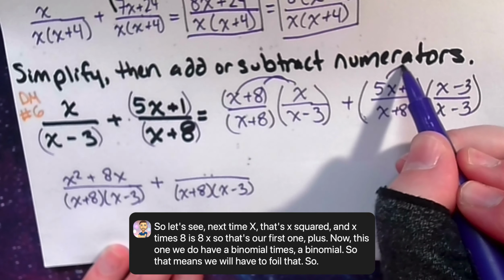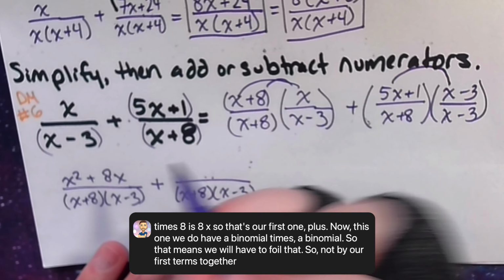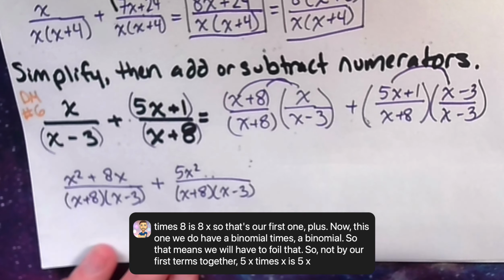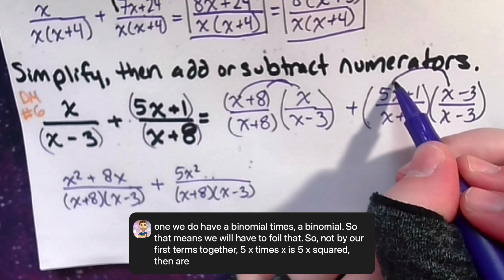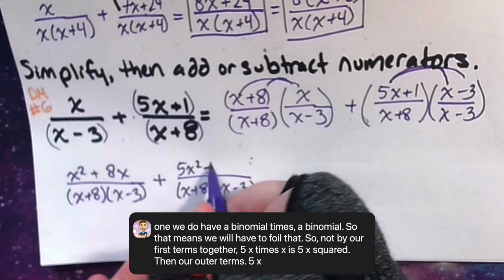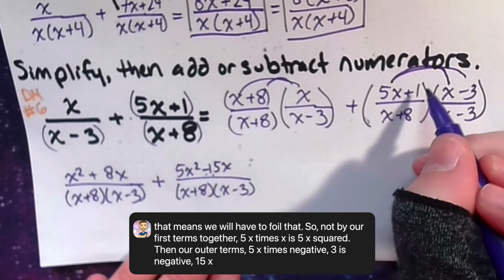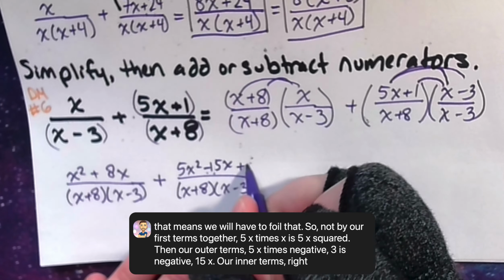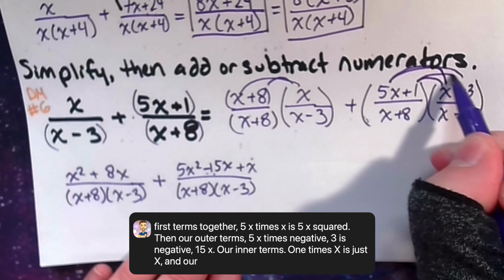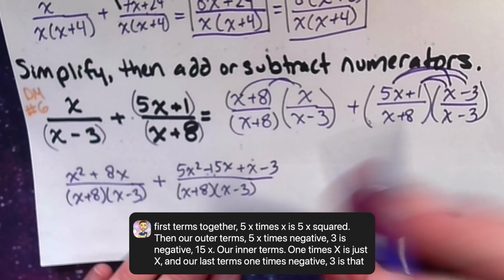So we multiply our first terms together. 5x times x is 5x squared. Then our outer terms, 5x times negative 3 is negative 15x. Our inner terms, 1 times x is just x. And our last terms, 1 times negative 3 is negative 3.